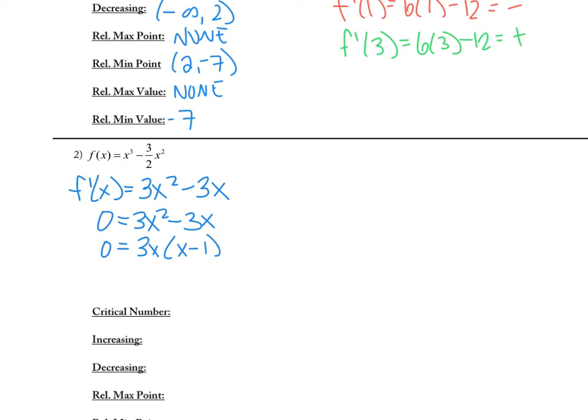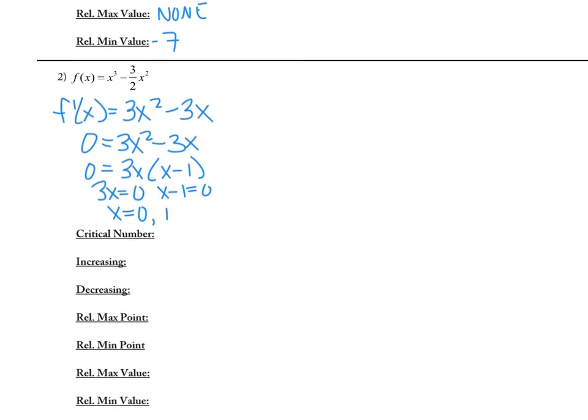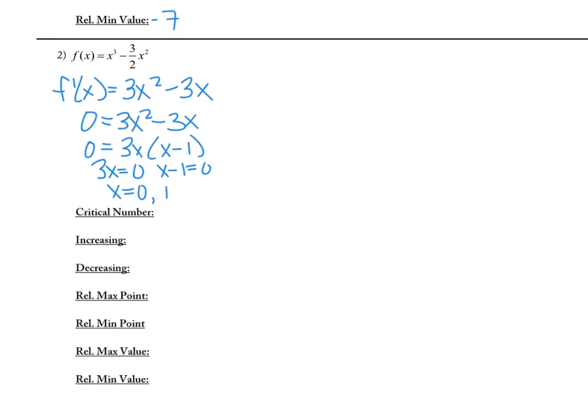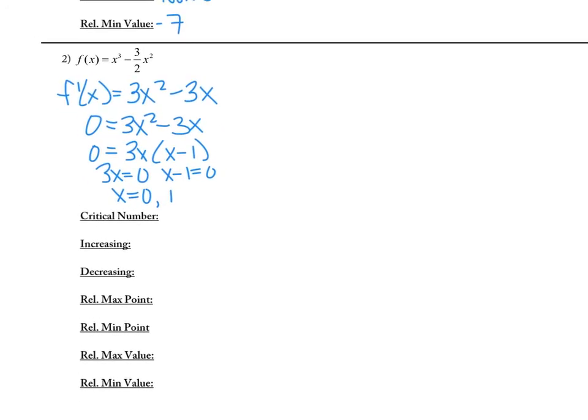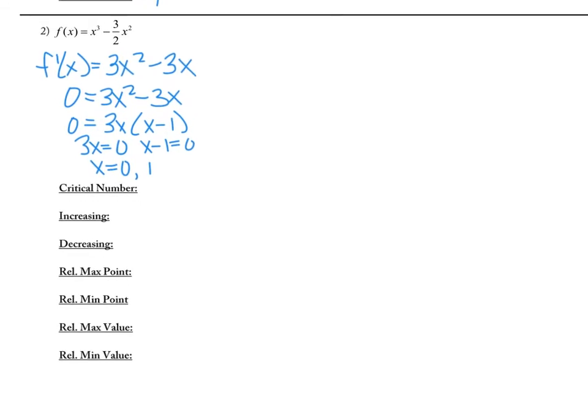Anything with a variable has to be set equal to 0. So we get x to be 0 and 1. So those are our two critical numbers: x equals 0 and 1. Now, when we go to set up the first derivative chart, put your critical numbers in numerical order. That's a big active note. Your critical numbers need to be in numerical order.